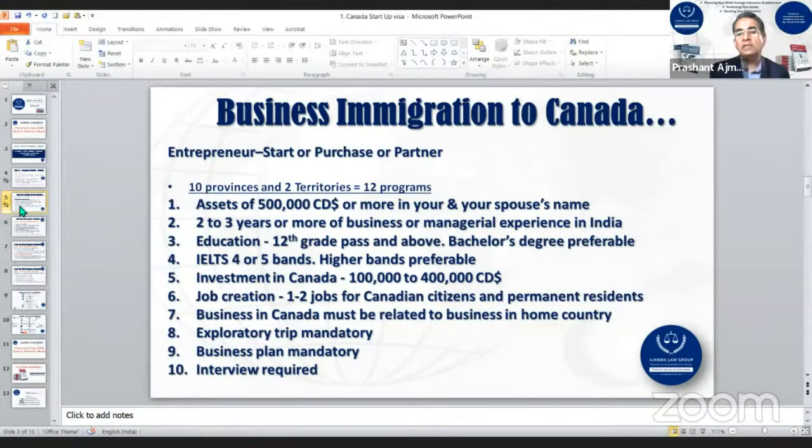Obviously, you must have a business plan, whether you are doing a new business, you are acquiring a business, you are taking a franchise, or you are going in a joint venture. You should have a business plan, and an interview is required with the provincial governments. So these are the basic requirements.